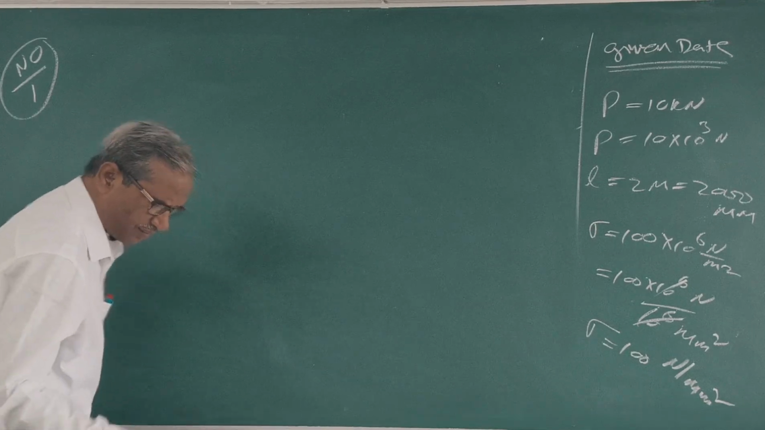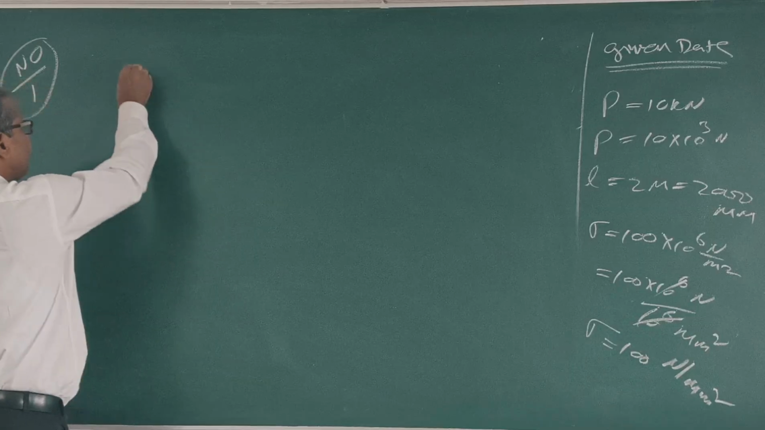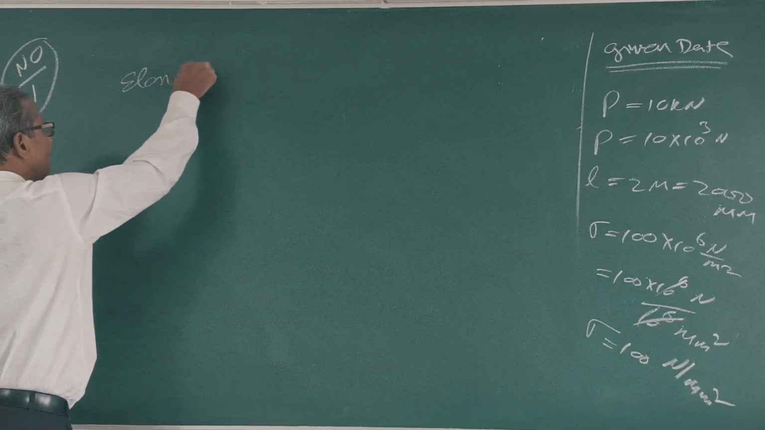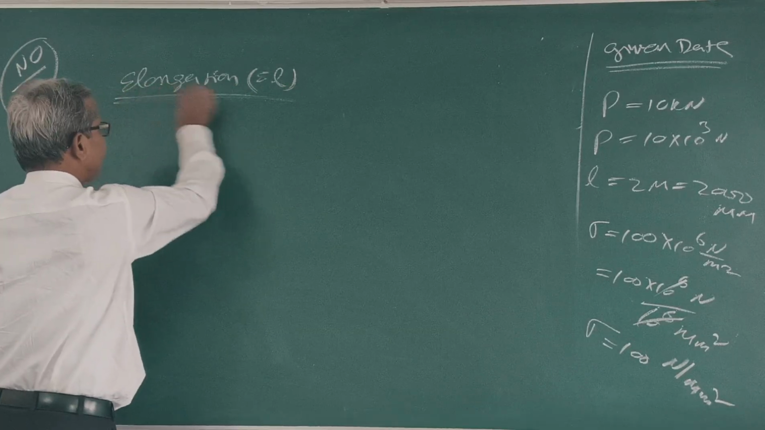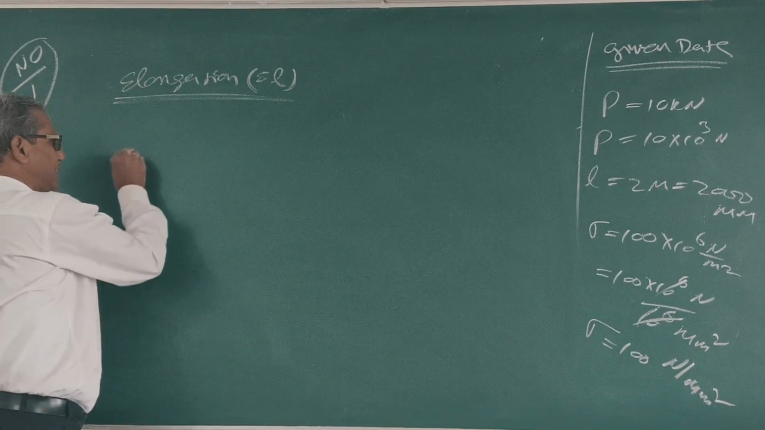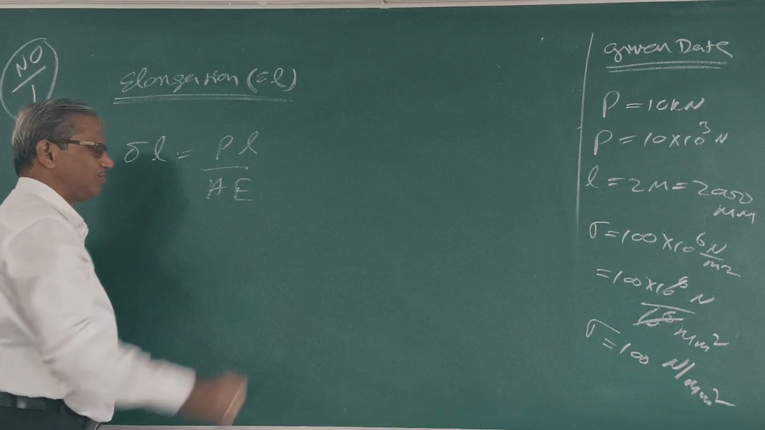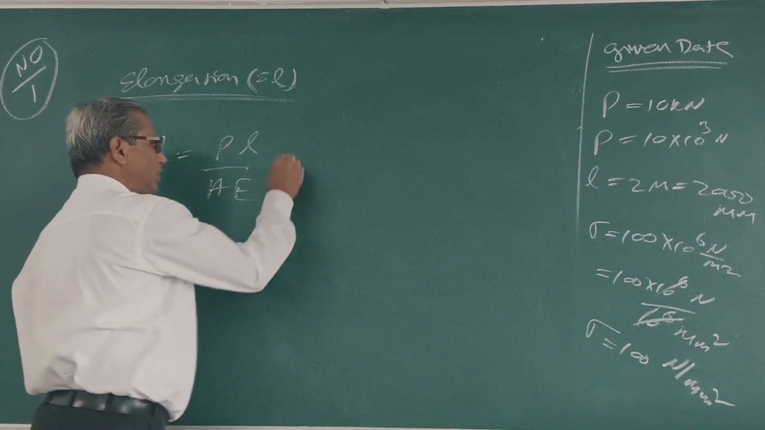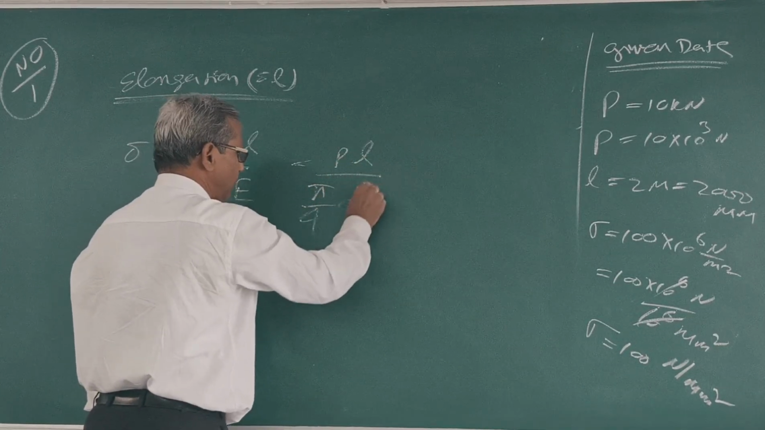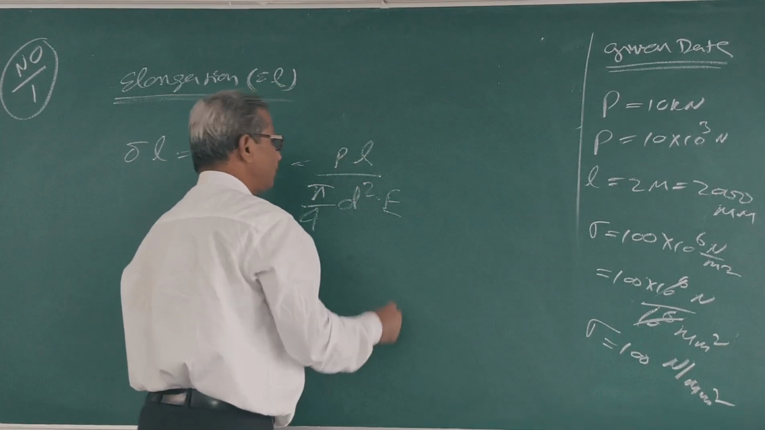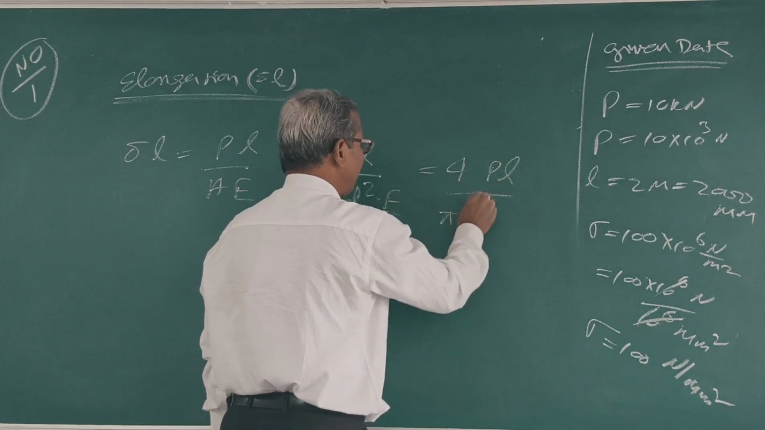Change in length, delta L, is the elongation of the wire. Clear? What is delta L equal to? PL by A, which is PL by pi by 4 D square into E. Clear? 4PL by pi D square E.